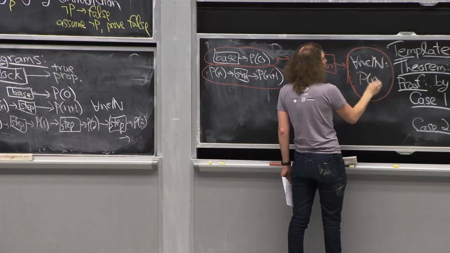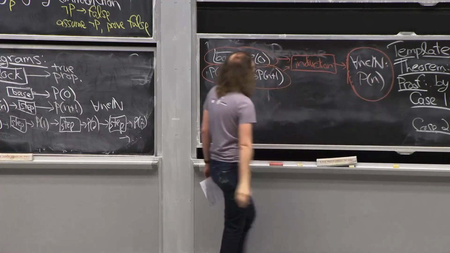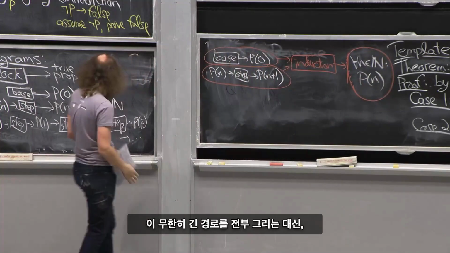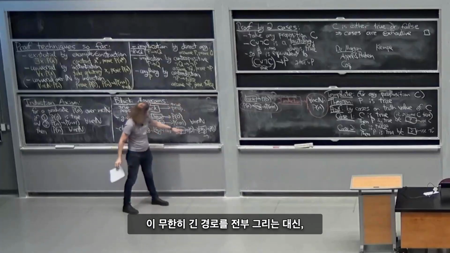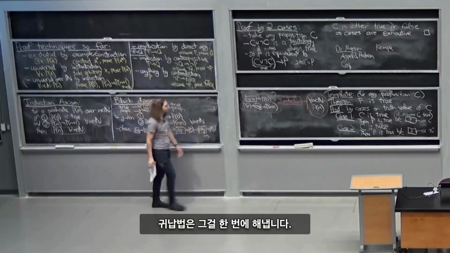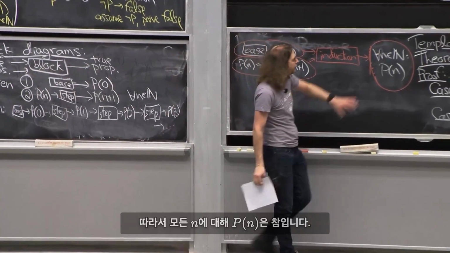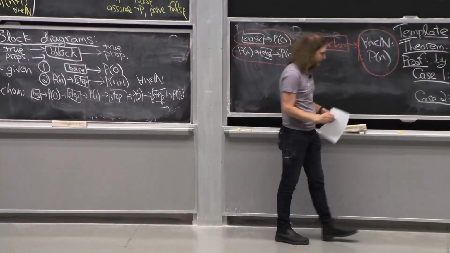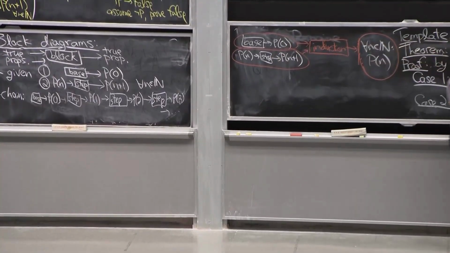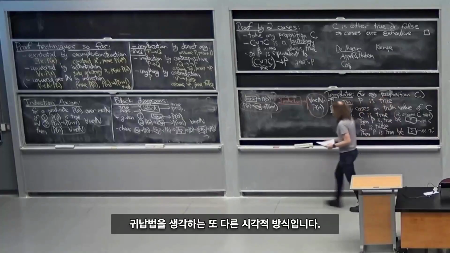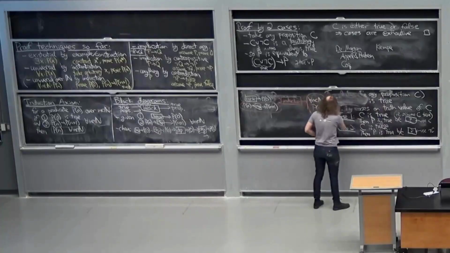P of n is true. Okay, so instead of having to draw out this infinite length path, induction just does it all at once. It says, oh, I know I can chain these all together forever, therefore P of n is true for all n. Okay, I don't know if that helps, but it's another visual way of thinking about induction.